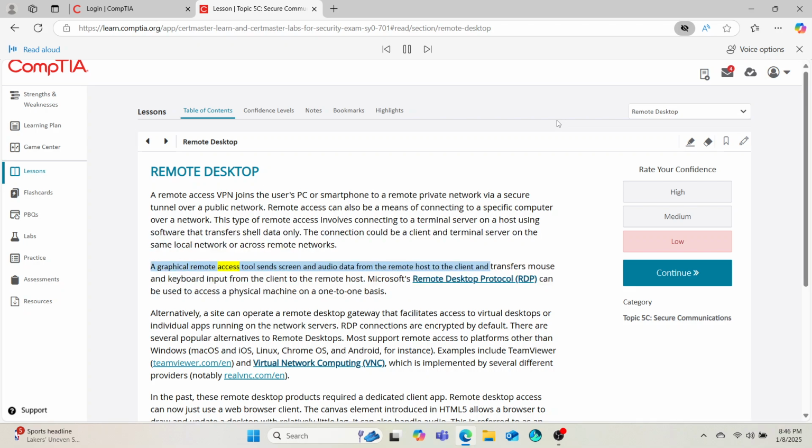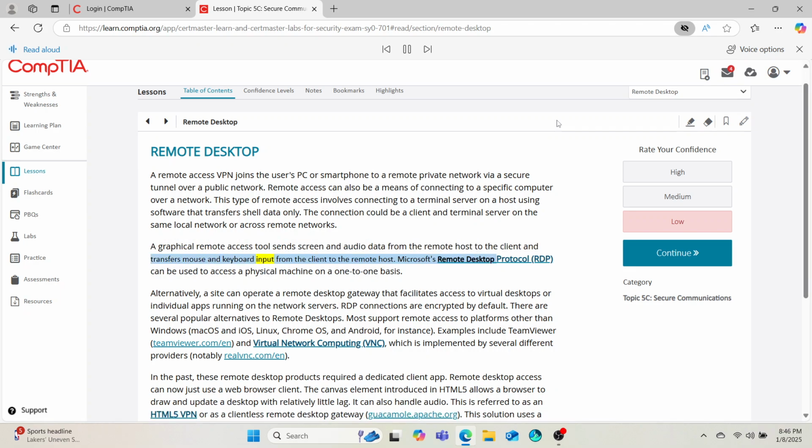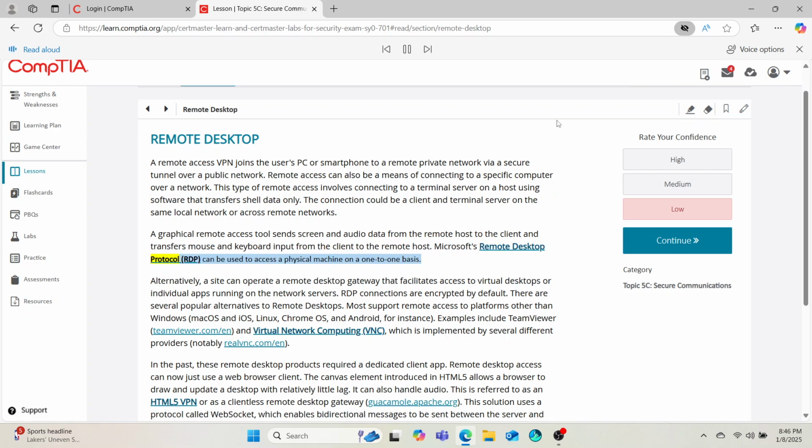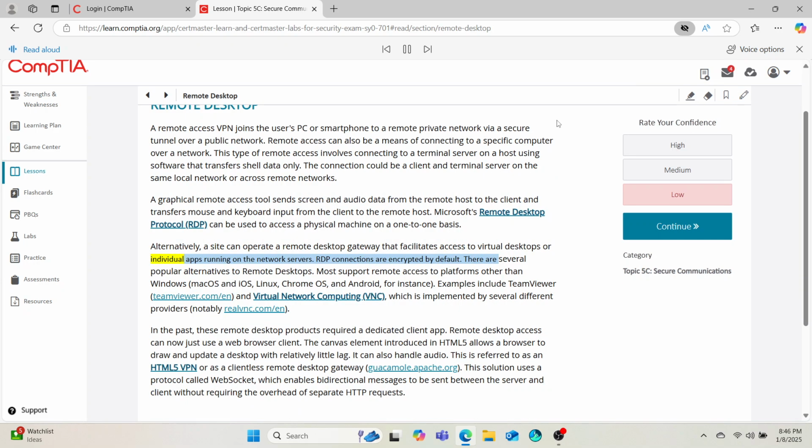A graphical remote access tool sends screen and audio data from the remote host to the client and transfers mouse and keyboard input from the client to the remote host. Microsoft's Remote Desktop Protocol, RDP, can be used to access a physical machine on a one-to-one basis. Alternatively, a site can operate a remote desktop gateway that facilitates access to virtual desktops or individual apps running on the network servers. RDP connections are encrypted by default.